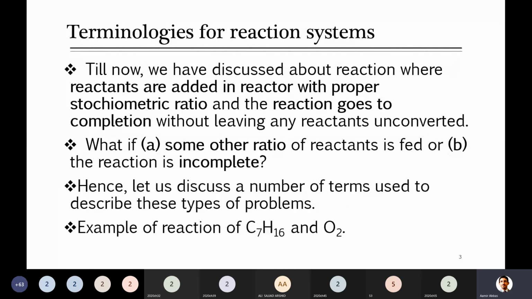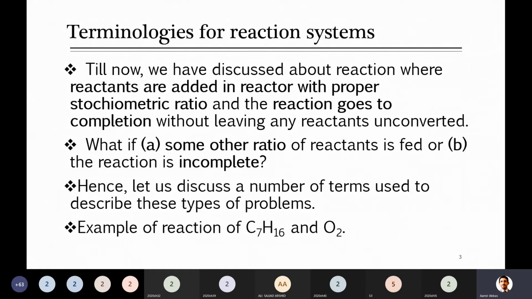For example, in the last slide you have seen this equation of C7H16 that reacts with oxygen and produces carbon dioxide and water. So what was the ratio in the balanced equation? Can you recall? What was the ratio between the reactants? 1:11. Yes, so it means if this reaction is taking place, then if there is 1 mole of C7H16, there should be 11 moles of oxygen.